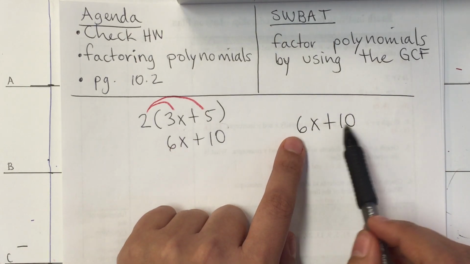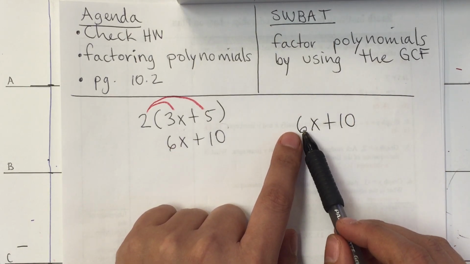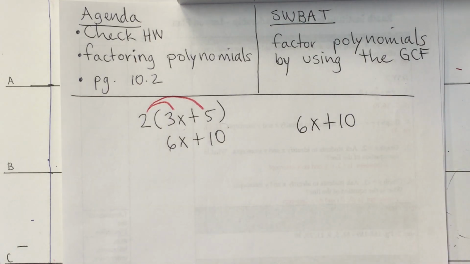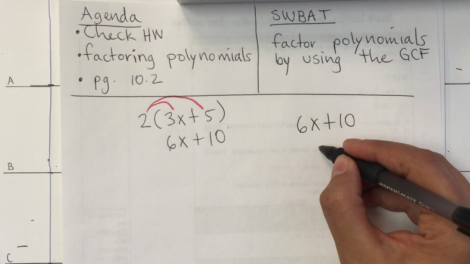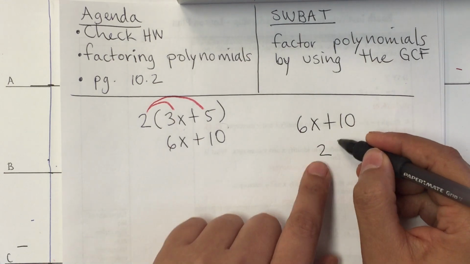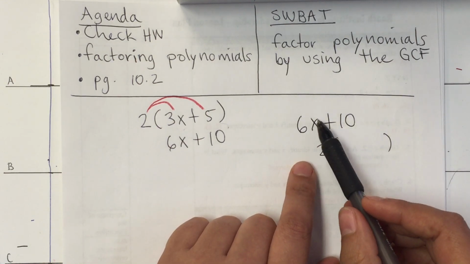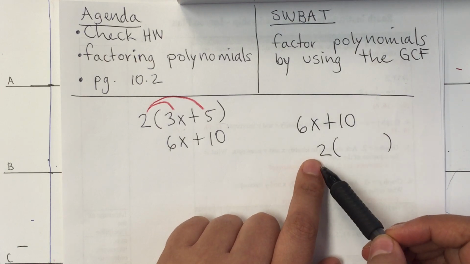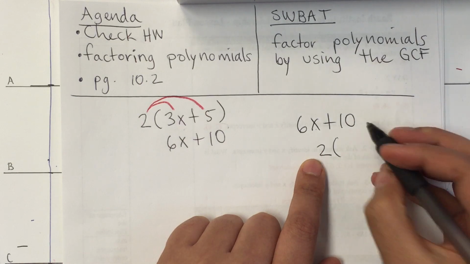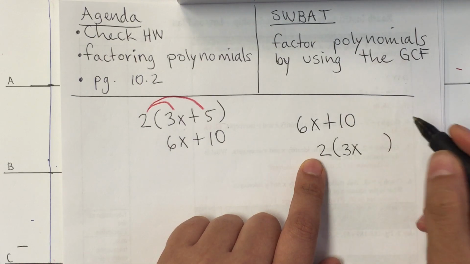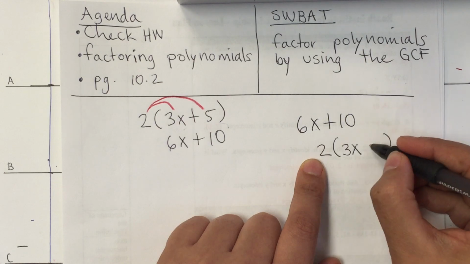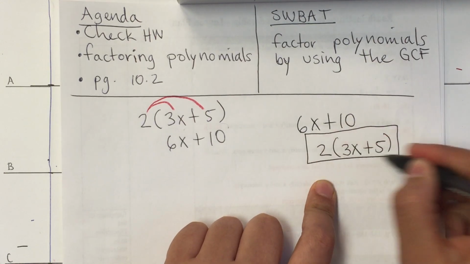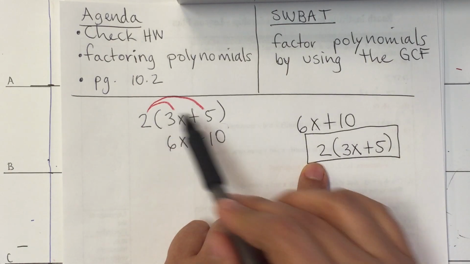we are going to look for the greatest number that can go both into 6 and 10. What goes into 6 and 10 and is the greatest number possible? It would be 2. And to find the second factor, each term we're going to divide by that greatest common factor. So 6x divided by 2 is 3x, and 10 divided by 2 is 5. Okay, so those will be my two factors, which if you notice is what I started with.